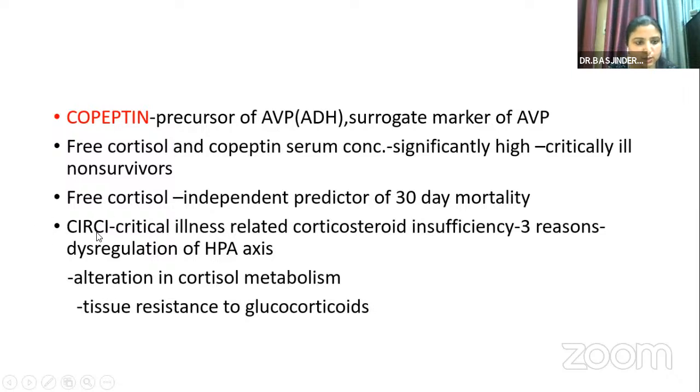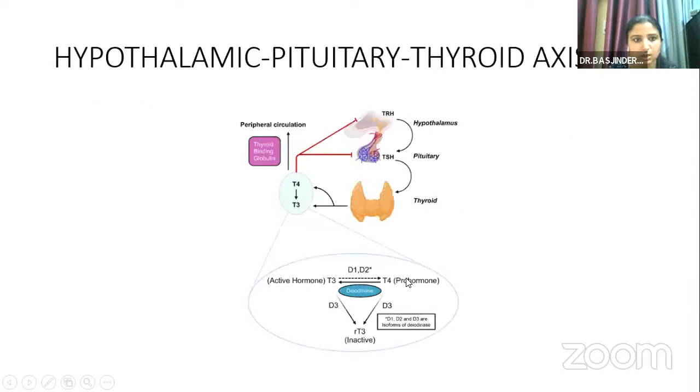Corticosteroid-related insufficiency in critical illness, which we often see in our ICUs. Three reasons basically for this are dysregulation of the HPA axis, alteration in cortisol metabolism, and tissue resistance to glucocorticoids. All these three we have discussed in the last slide.